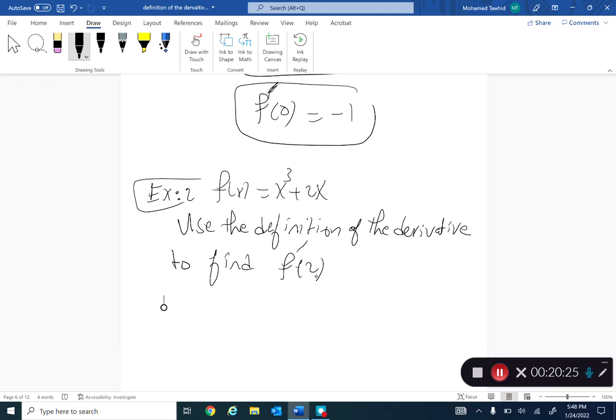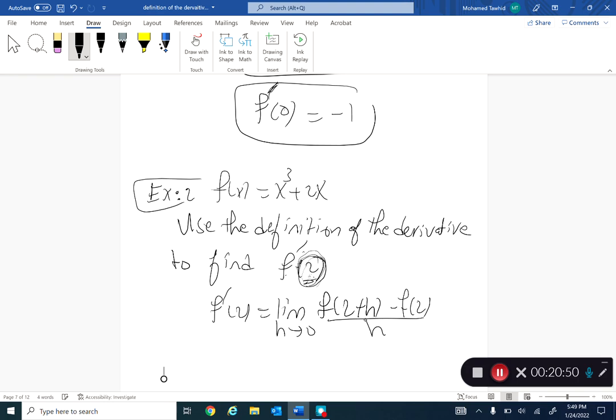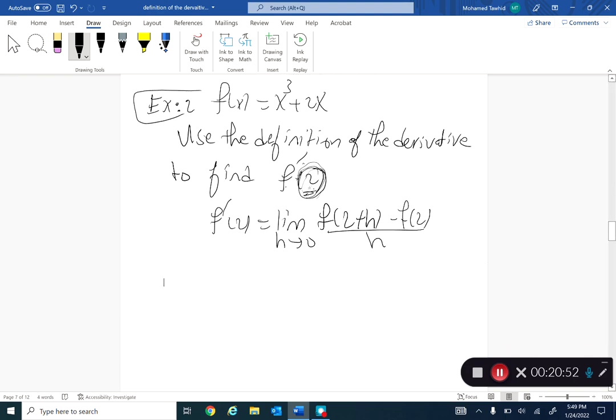f prime of 2. So what is your a here? f prime of 2 means your a is 2, and your x here is also 2. So now let me use equation number 1. So f prime of 2 will be the limit as h goes to 0 of f of 2 plus h minus f of 2, the whole thing divided by h, right? So now what is your f of x? Your f of x here is given as x cubed plus 2x. So now what is f of 2? Just replace x by 2.